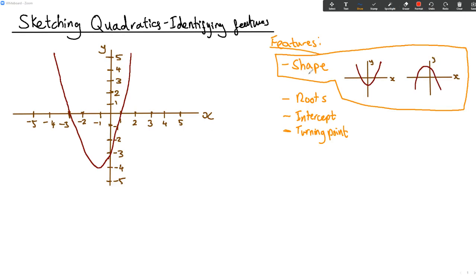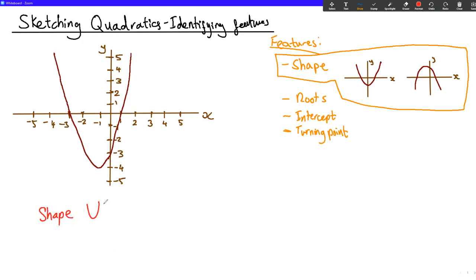As I've already said, it can either look like a U or an N, or a smiley face or a sad face, right? So this one, the shape is a smiley face, right? So we've got the shape.